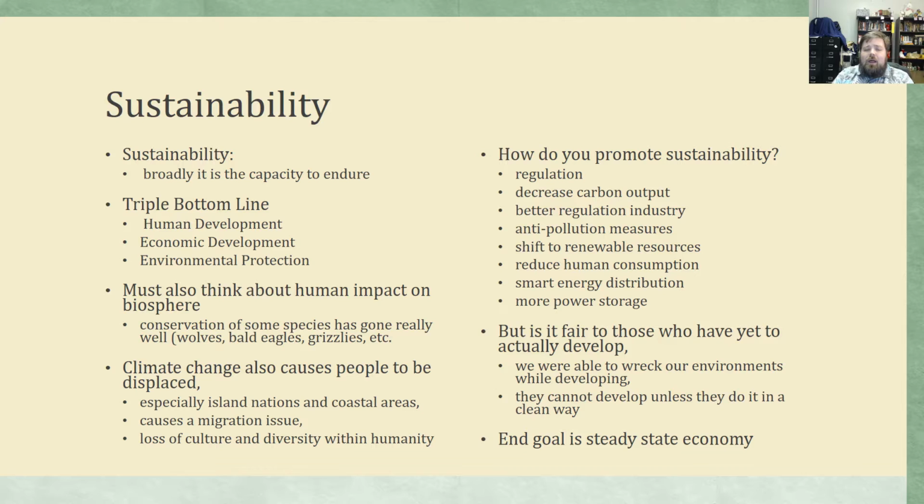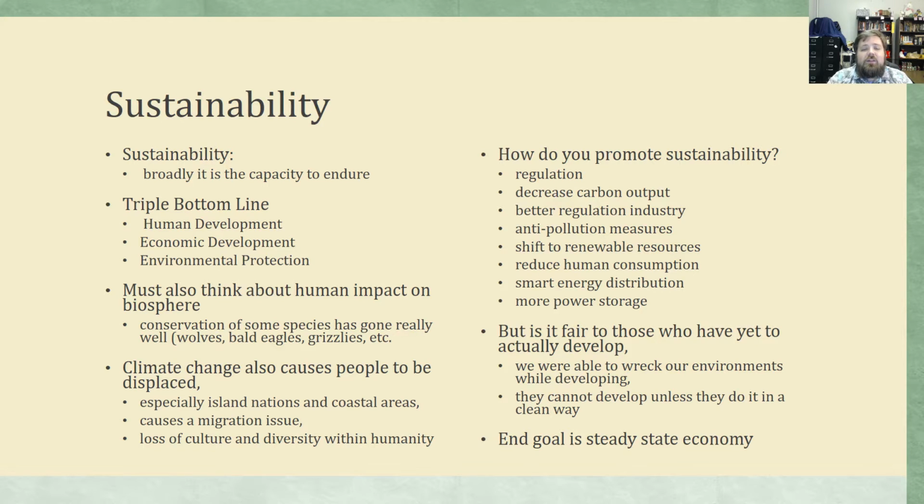And this triple bottom line is human development, right? We need to keep people moving in a better direction. We need quality of life to increase. We need economic development, all right? We need the people to actually have money to fund themselves. And we also need to be protective of the environment, right? These three things are the very base of how all activity should occur. This is the fundamental ground upon which sustainability is built.